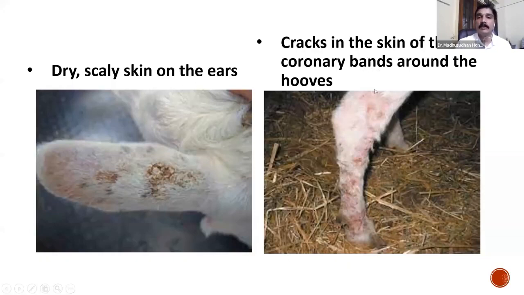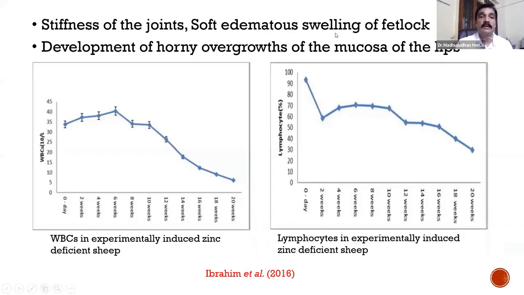Cracks in the skin of the coronary bands around the hooves are one of the symptoms. Stiffness of the joints and swelling of the fetlock are other symptoms. Development of horny overgrowths of the mucosa of the lips is seen when there is a deficiency. Ibrahim et al. in 2016 conducted work on the effect of zinc deficiency on blood parameters. The WBC count was significantly decreased from day 0 to the 20th day with the decrease in zinc. You can see the lymphocyte percentage was also decreased with zinc deficient status.